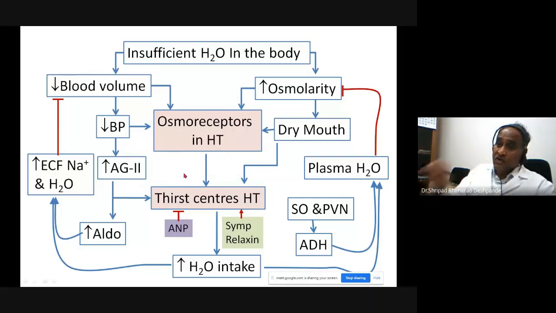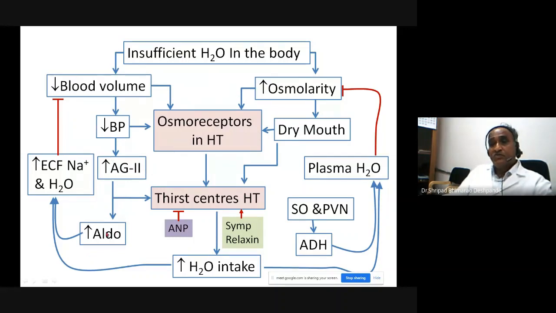Suppose I inject it microiontophoretically, that means with a very fine needle, specifically at this thirst center, so it will increase the water intake or dipsogenic behavior in the animals. Okay, so now coming back to what this angiotensin II does.